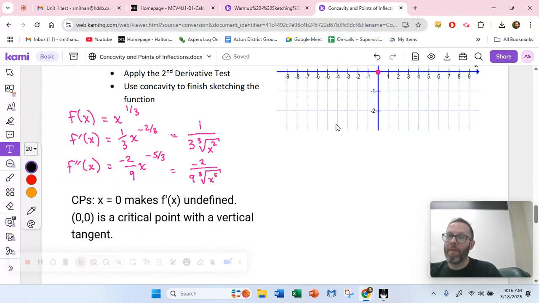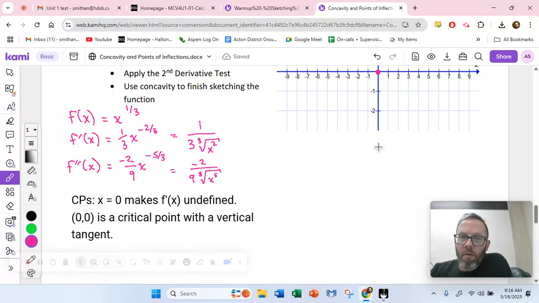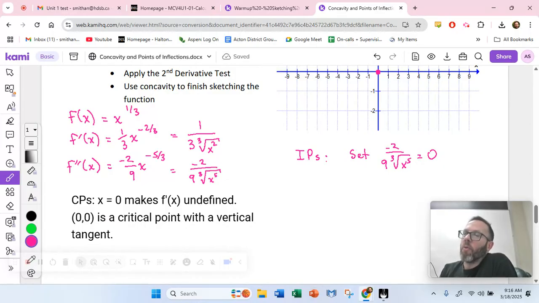Let's talk about inflection points. Are there any inflection points? When you think about inflection points, the first thing you might think is to try setting minus 2 over 9 times the third root of x to the power of 5 equal to 0. Is there anything that makes that second derivative equal to 0? And there isn't. There are no solutions here. Nothing makes that equal to 0 because nothing makes the top 0.